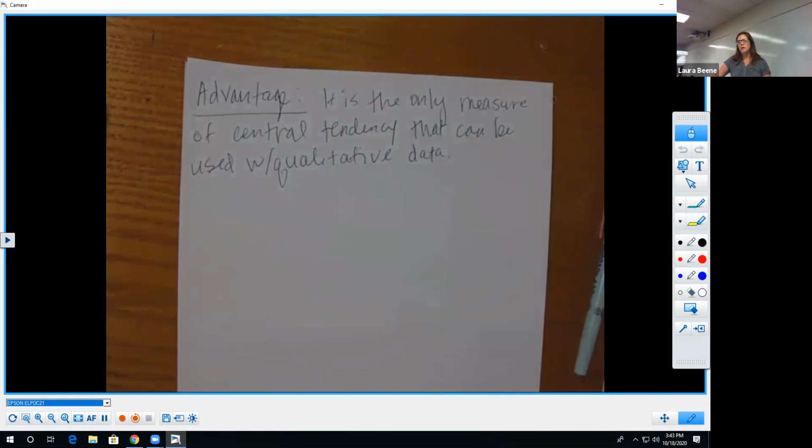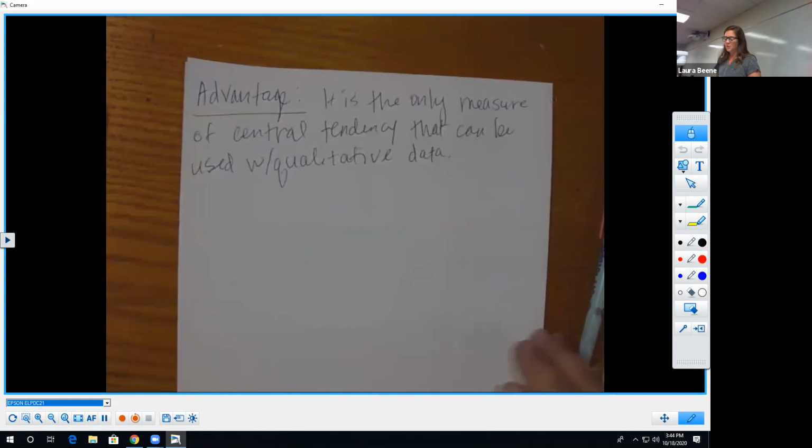That's like when we did the visual representations, goodness, I can't remember that. When we did all the graphs and stuff, the qualitative data was like, what's your favorite hobby, like sports or reading or books or whatever. So this is the only way to find a measure of central tendency for qualitative data.